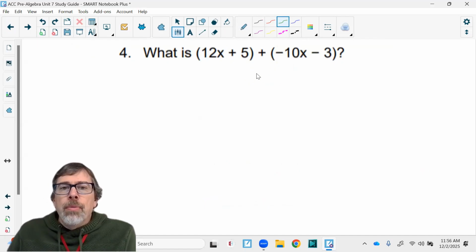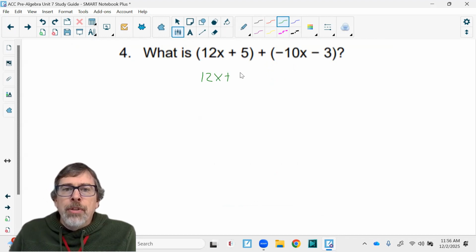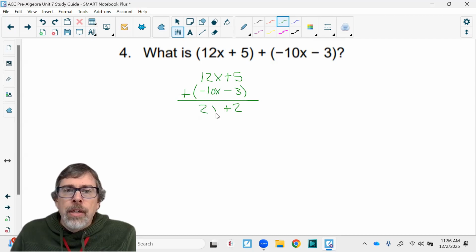One way we could do this is vertical. I haven't shown this yet, but let me do it this way. I'll put 12x plus 5 here, and then I'm going to put plus parentheses, negative 10x minus 3. If I do it vertically, then I can just say 5 plus a negative 3, or 5 minus 3, is 2, and it's a positive 2. And 12x minus, plus a negative means minus, 12x minus 10x is 2x. So 2x plus 2, and we are done. That is it.